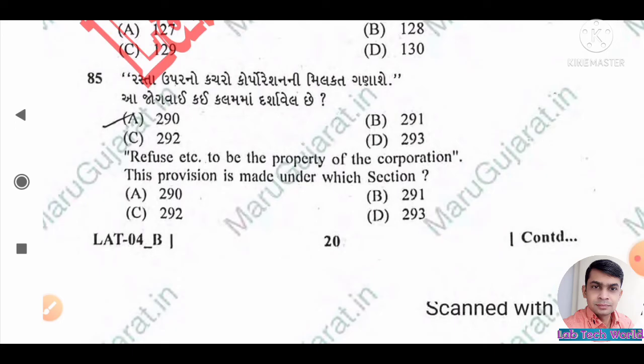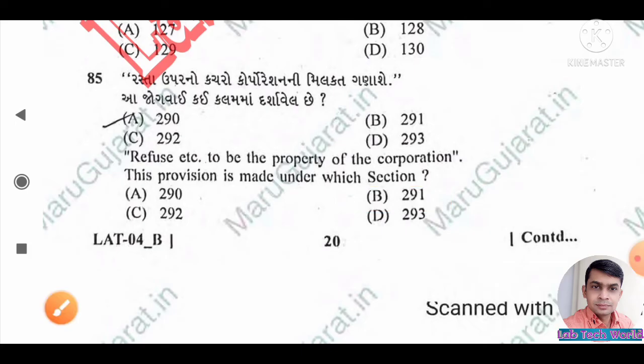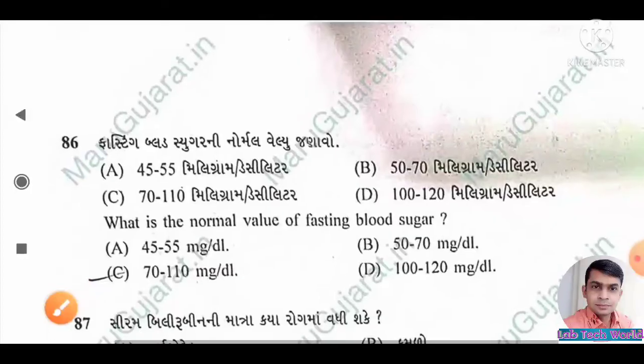Refuse etc. to be the property of the corporation. This provision is made under which section? Options: A, 290; B, 291; C, 292; D, 293. The correct answer for this question comes under section 291. So option B is the correct answer for this question. Move to the next question, number 86.